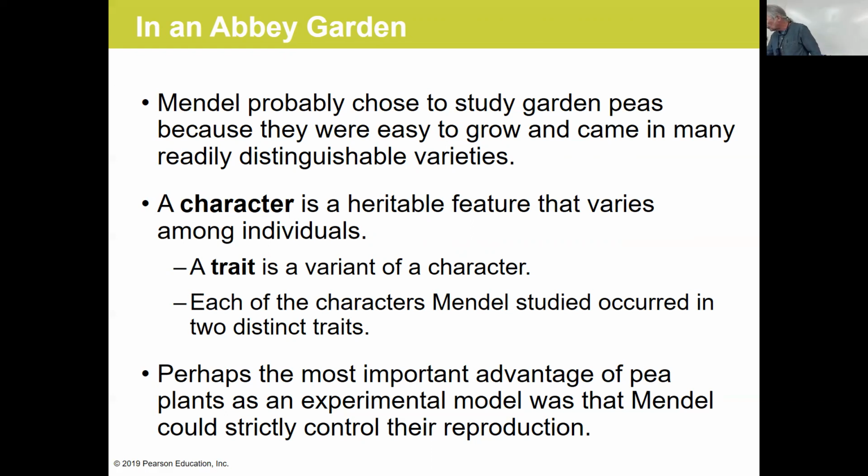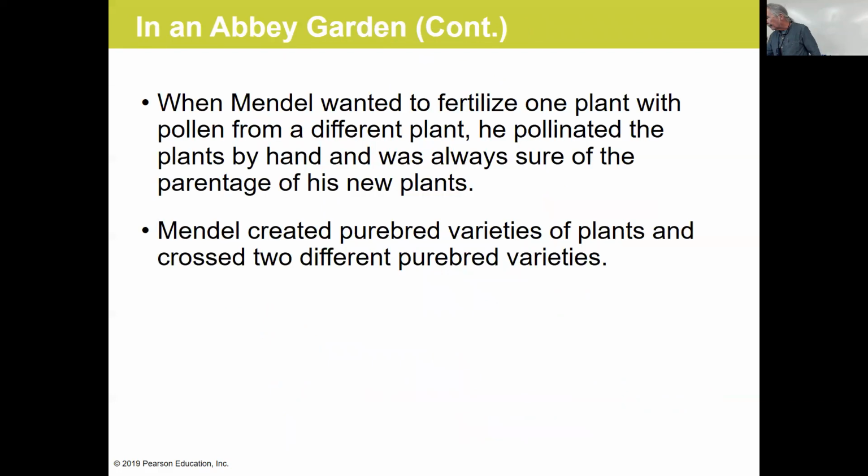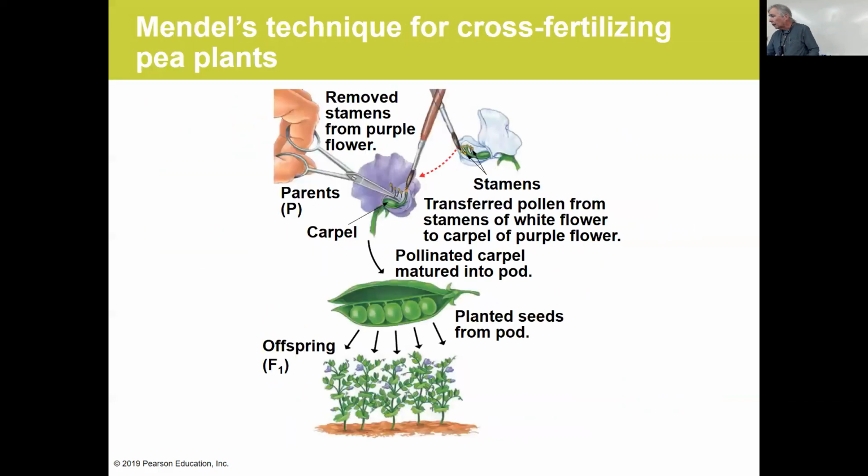Okay. So he's going to make two plants that differ in a particular trait, with the same character but different traits: white flowered and purple flowered. Okay.